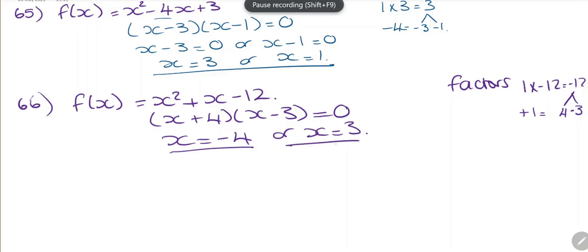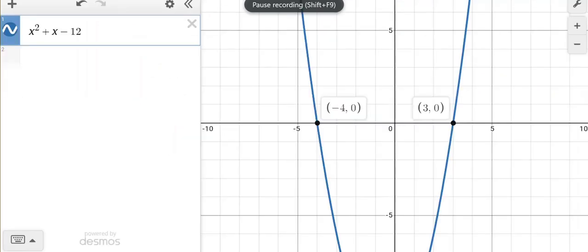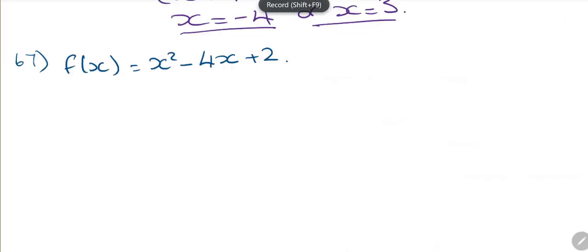So if we check in Desmos, looking at our graph, we can see that we have roots or x-intercepts at minus 4 and 3. Okay, so if we look at question 67, this time we have x squared minus 4x plus 2. So we're not going to be able to factor this, so we need to use the quadratic formula.